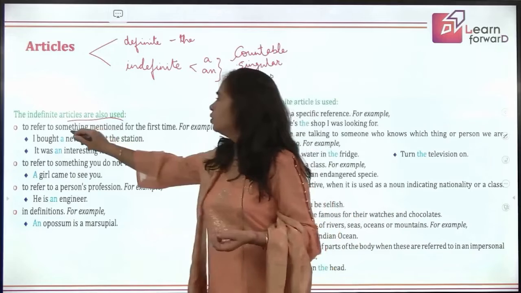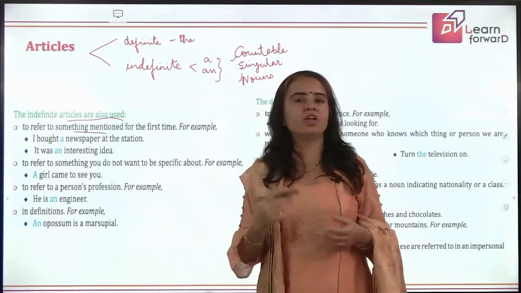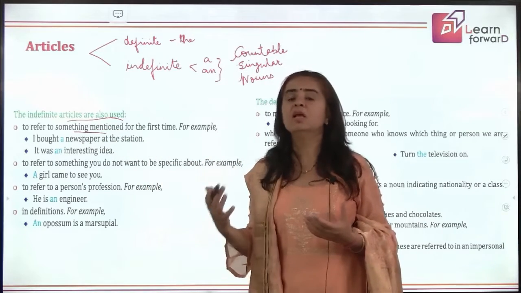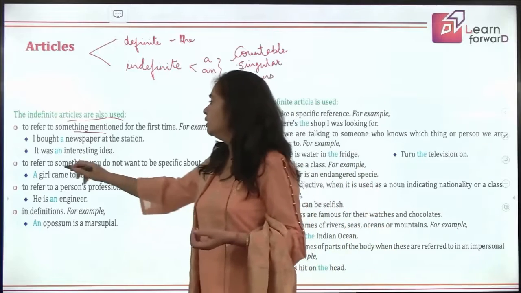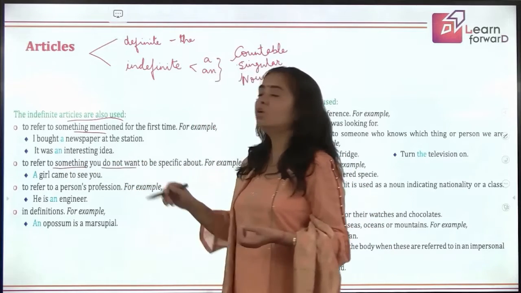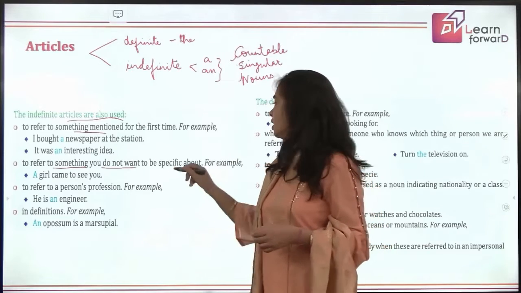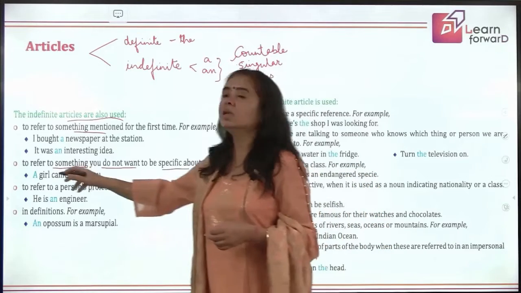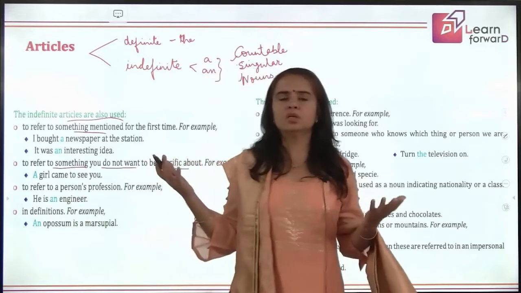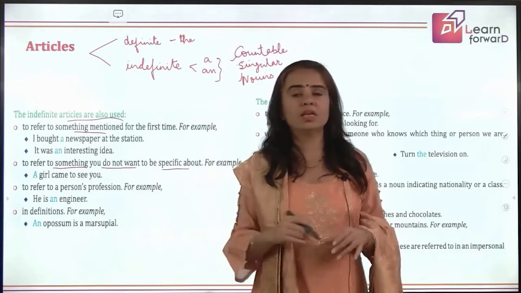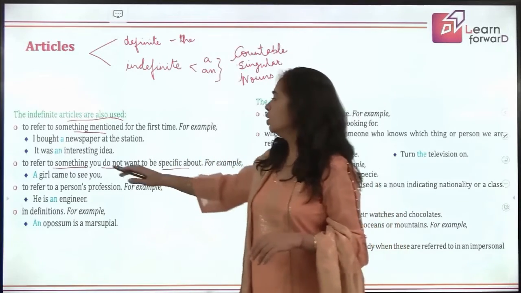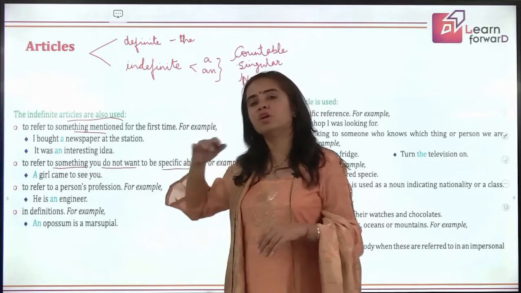So to refer to something mentioned for the first time, when we are talking about something in general, we use a and an. Then to refer to something you do not want to be specific about, that means you are not talking about anything in particular, like a girl came to see you. So you don't know which girl you are talking about. You are not talking about any particular girl, right? So this is also something we are referring to in general.